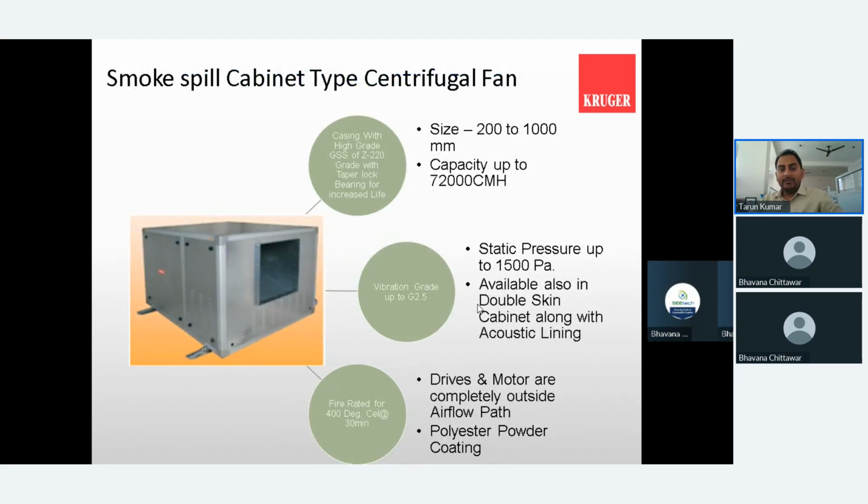Similar to that, we have one more smoke spill cabinet fan, which is used for kitchen ventilation as well as for any high temperature application. In certain cases, inside the cabinet there is a separate compartment for the motor, which separates the motor from the airflow path. Again, if you have a height restriction, or you do not have proper space to install, then we should preferably go with the DIDW fan in such an arrangement that the motor is outside the airflow path.